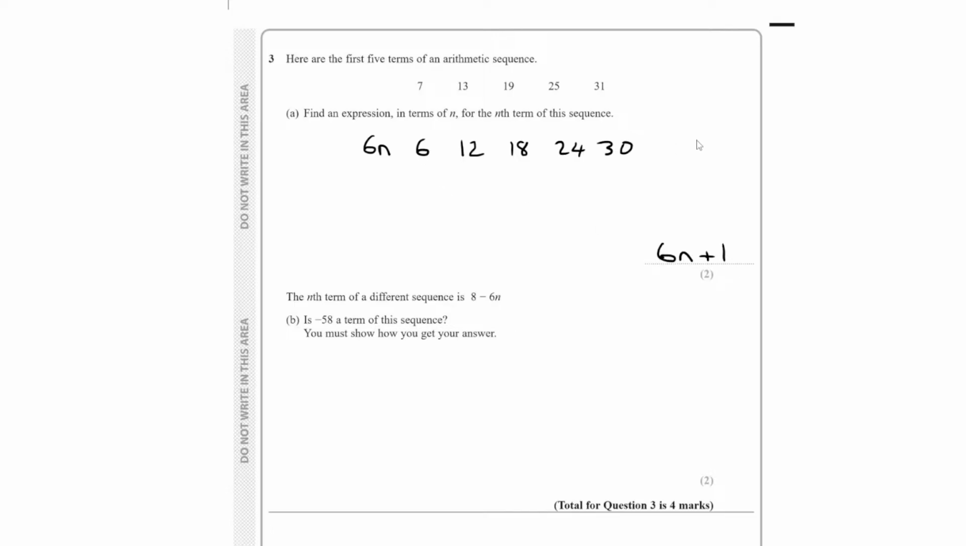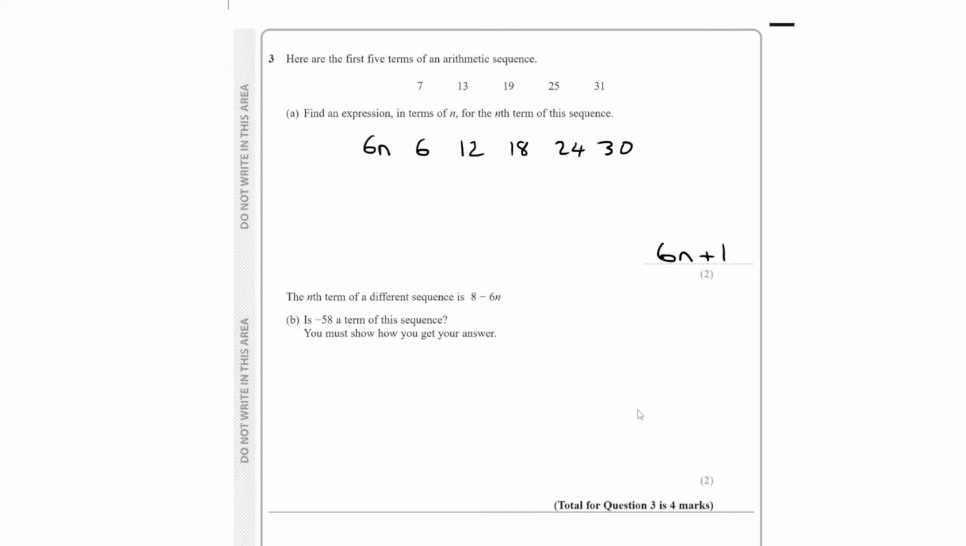6n plus 1. That would work for all of them. Yeah, 6n plus 1. Okay. So then you've got a part B, the nth term of a different sequence is 8 minus 6n. So that one's like a decreasing sequence. So they've said, is minus 58 a term in the sequence?